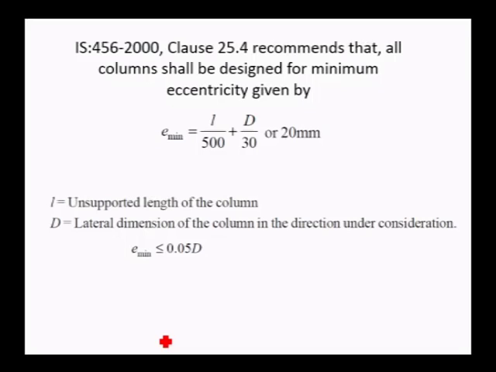Here L is the unsupported length, you should not take the effective length, it should be the unsupported length, that is the floor to ceiling height, and D is the least lateral dimension of the column in the direction under consideration. And also as per code, e minimum should be less than or equal to 0.05 D. This we will take up when we are solving the problems.